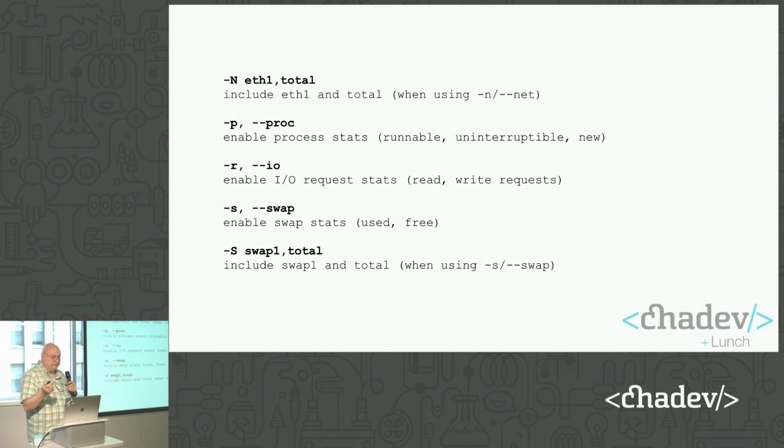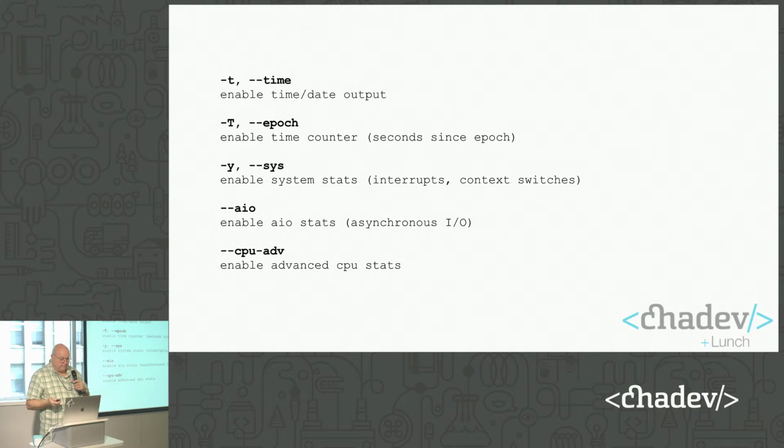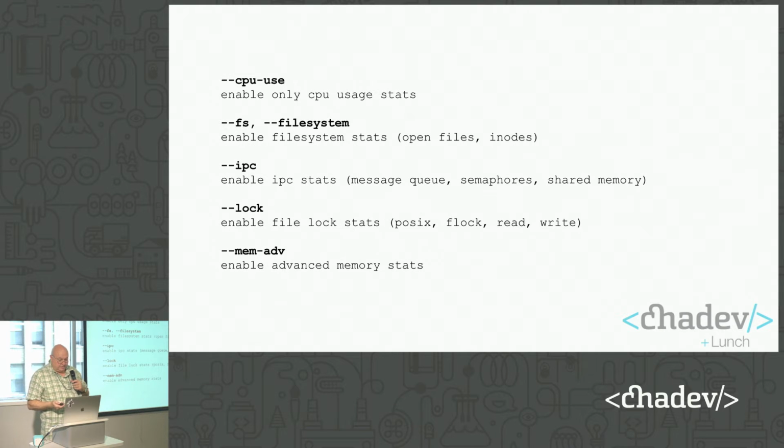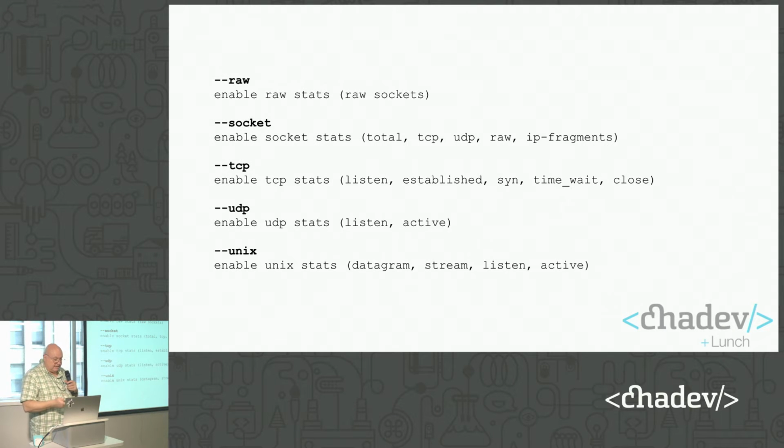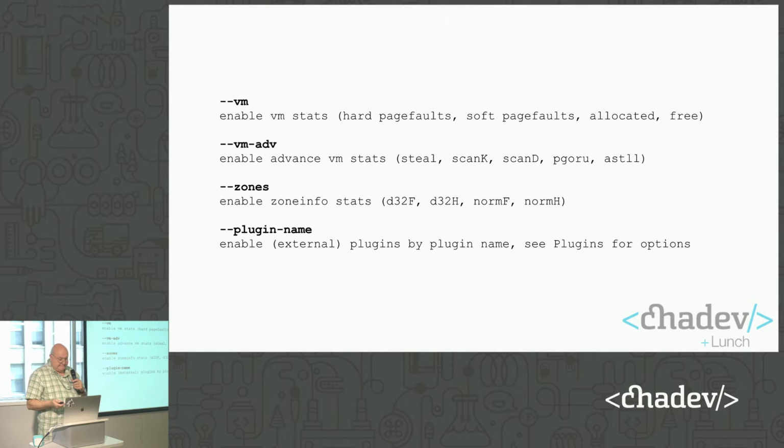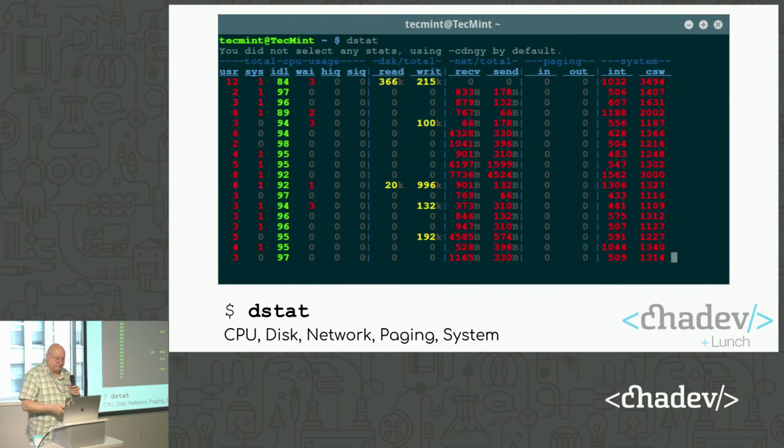If you're swapping, you're not running well. You've got not enough memory. The time is useful, especially if you're outputting this to CSV, and this will all go to CSV. CPU use, some memory, sockets and raw stuff.